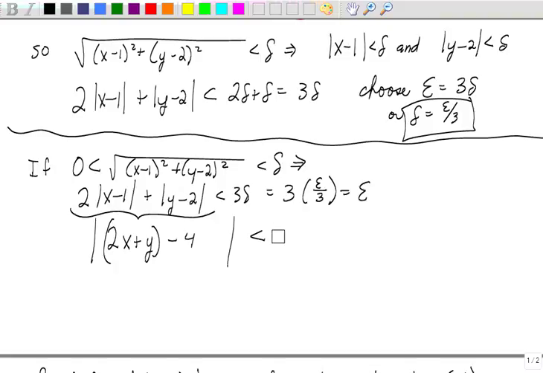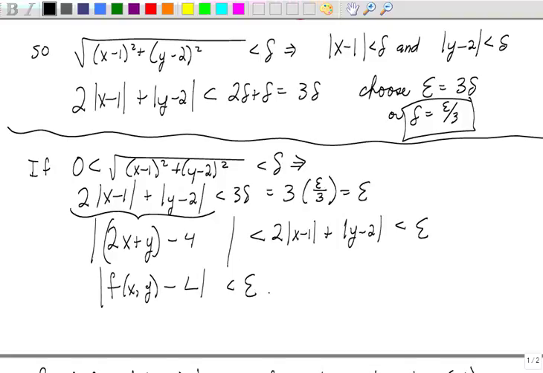Because that's less than, by the triangle inequality. And we proved what we needed to prove.